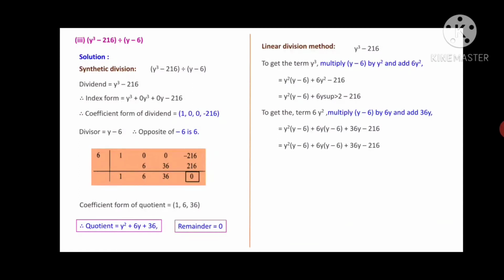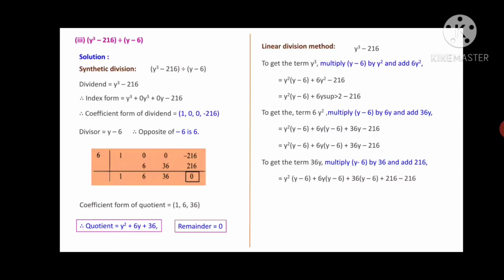Therefore, y square into bracket y minus 6 plus 6y into bracket y minus 6 plus 36y minus 216. So here you will get the term 36y: multiply y minus 6 by 36 and add 216. So y square into bracket y minus 6 plus 6y into bracket y minus 6 plus 36 into bracket y minus 6 plus 216 minus 216.